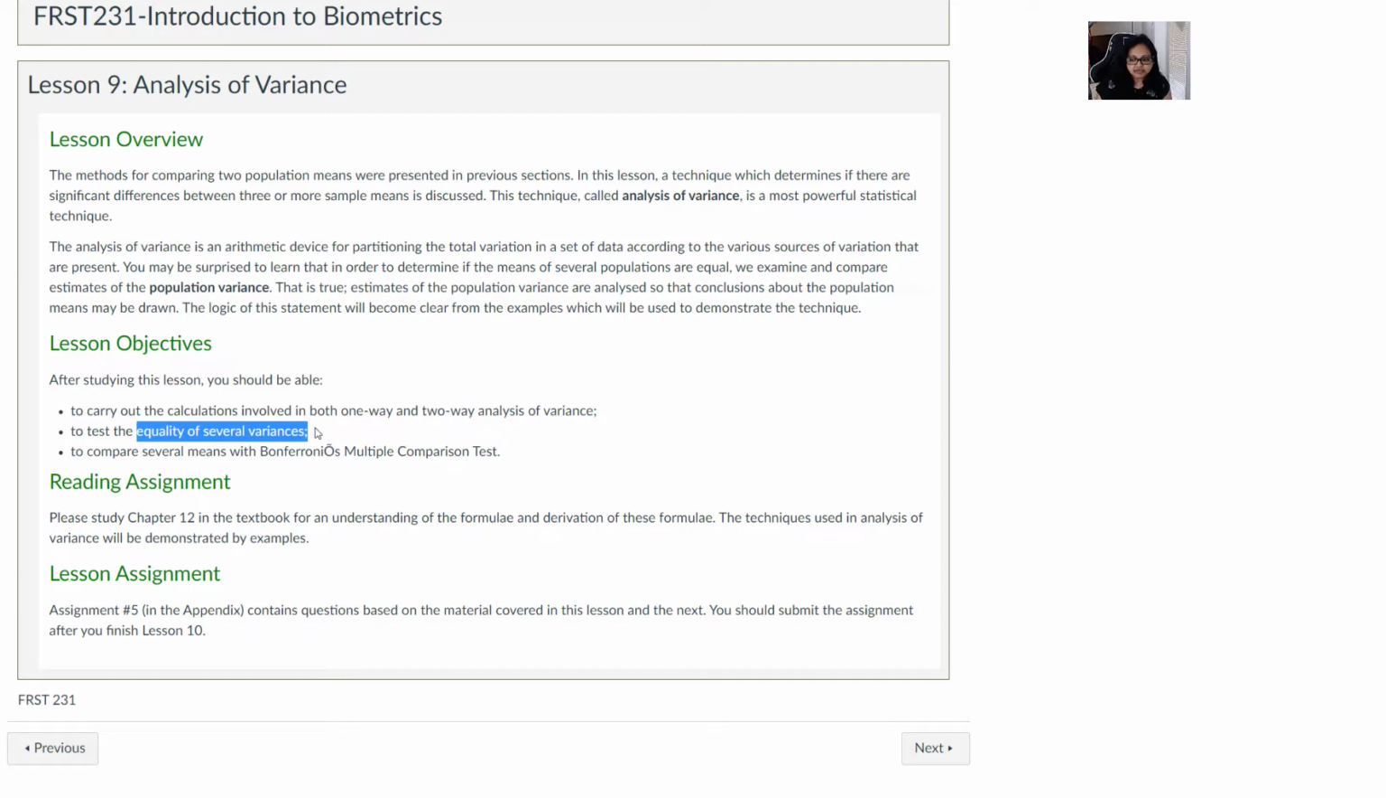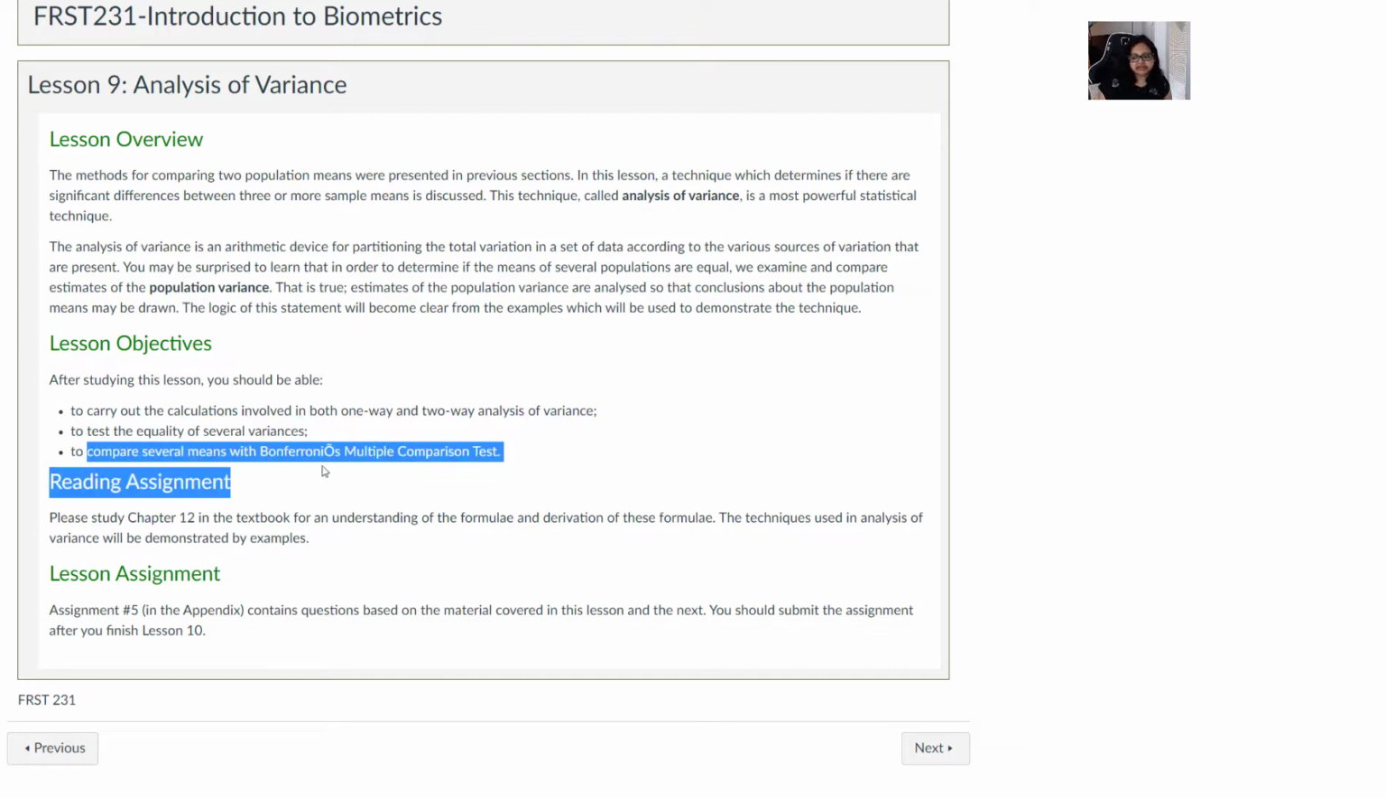We will also test at first the equality of variances. That means if we have several populations, then the objective regarding a variable is whether their variances are equal or not. If the variances are equal, then we can proceed to test the multiple means, whether they are equal or not. We also like to compare several means using some techniques. So I will also talk about that.